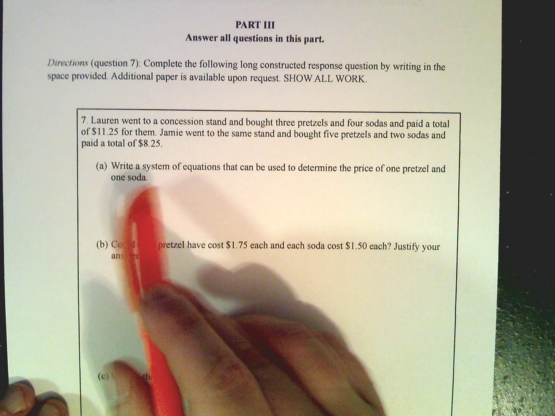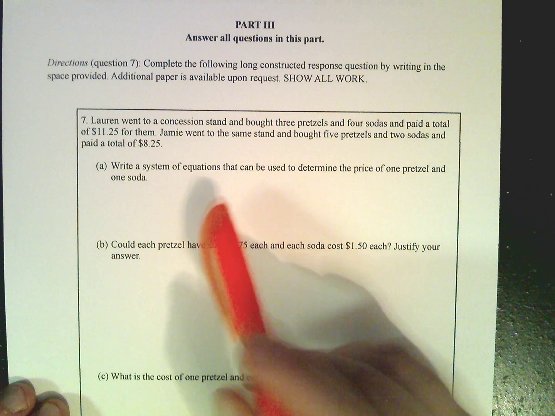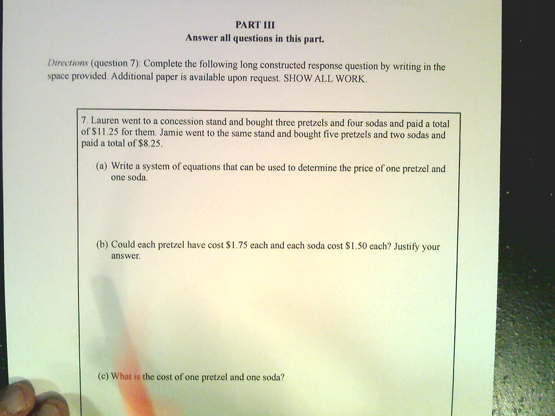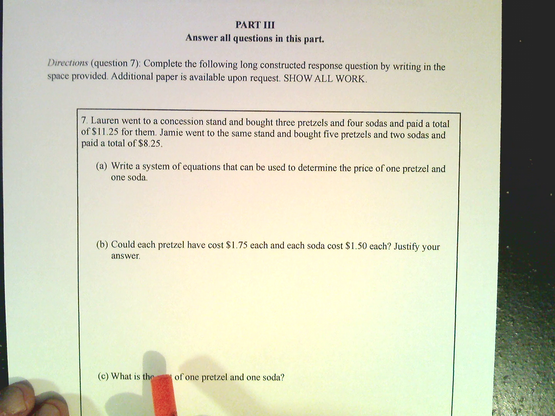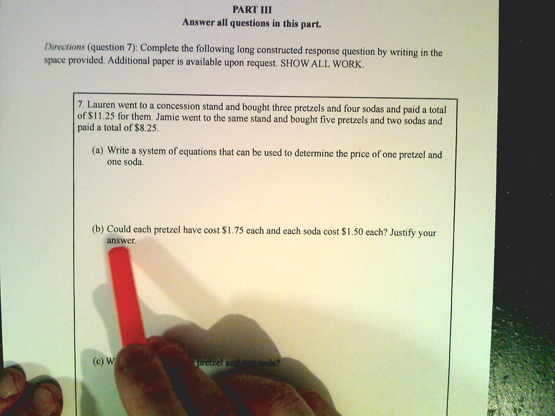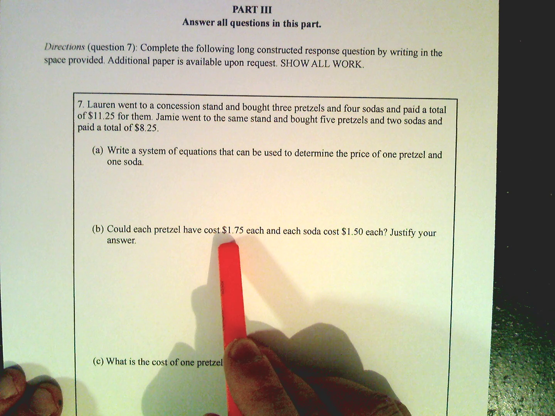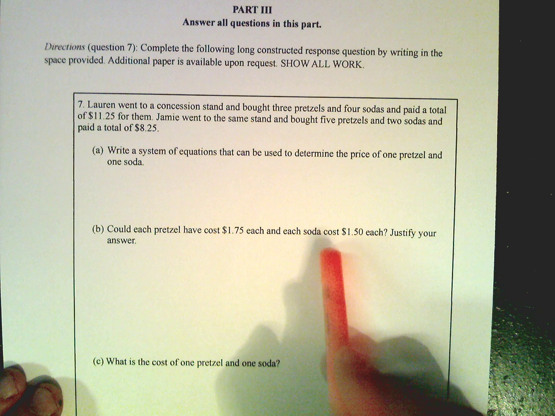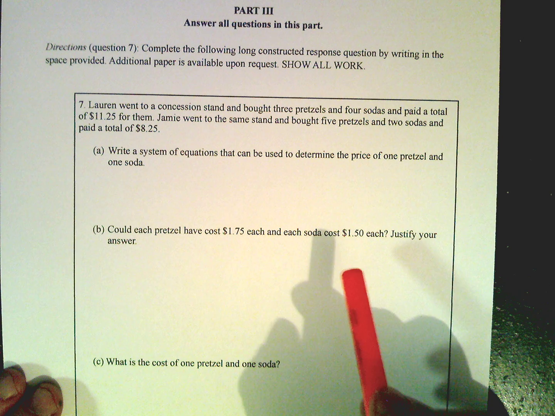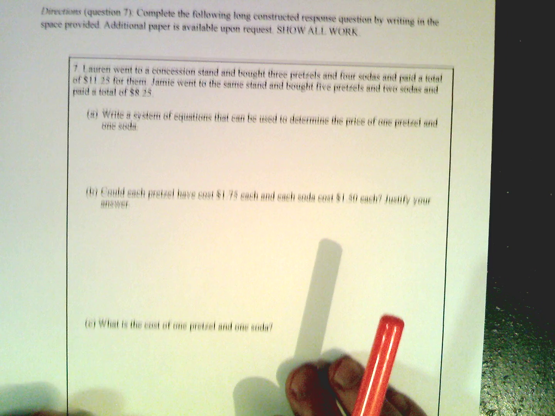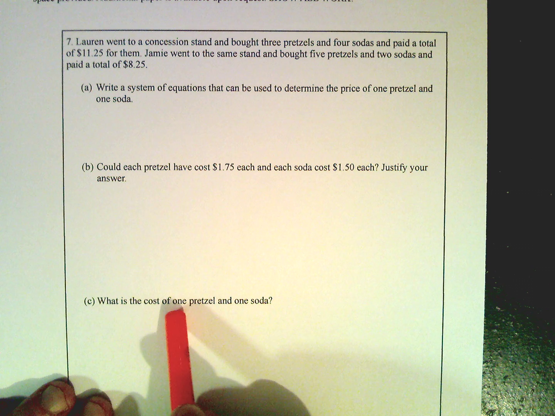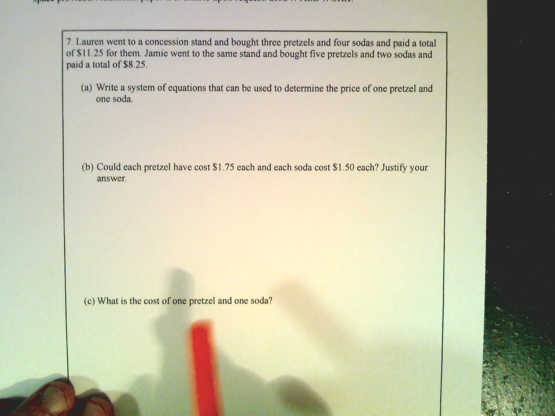Part A. Write a system of equations that can be used to determine the price of 1 pretzel and 1 soda. Part B. Could each pretzel have cost $1.75 and each soda cost $1.50 each? Justify your answer. Part C. What is the cost of 1 pretzel and 1 soda?